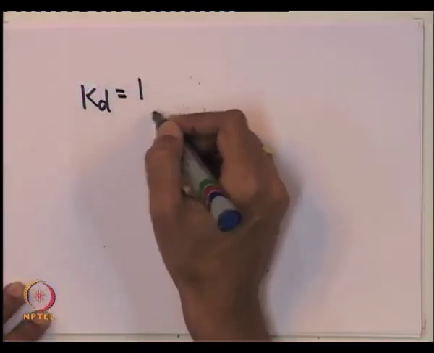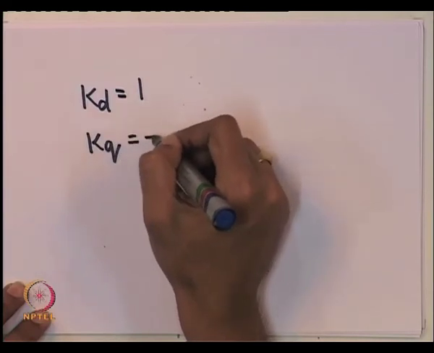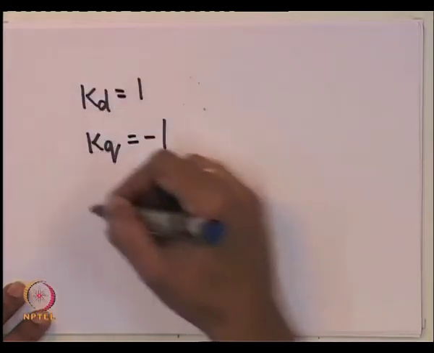So, let me just summarize, but before I do that, Kd is equal to Kq is equal to root 2 by 3 is a special choice, and that is the choice which I will really follow in this particular course. It is in fact the same choice used in K.R. Padiyar's book. If you look at the other literature or many industry papers, they follow a convention Kd is equal to 1 and Kq is equal to minus 1.